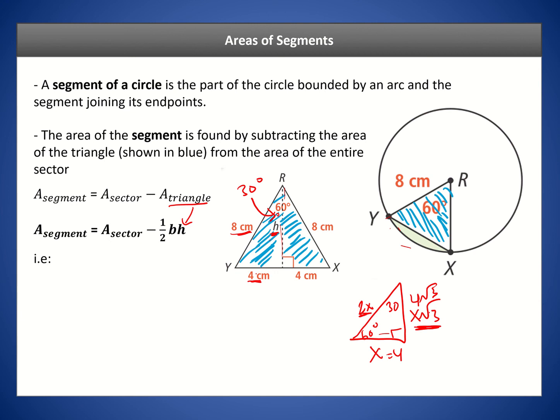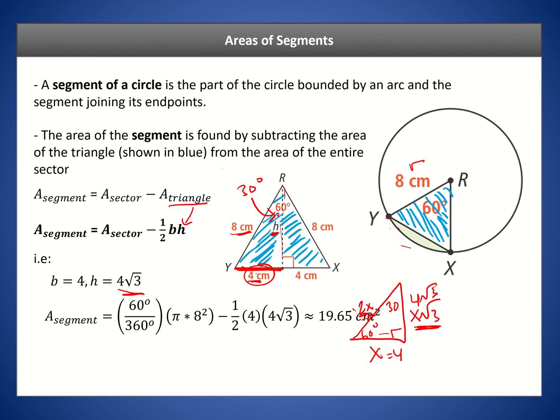So the height is 4 square root of 3, and the base is 4. And we know it's 4 because it's always going to be half of the hypotenuse, and we know that the radius is the hypotenuse here, right? So that's how we knew that was 4. So the base is 4, and the height is 4 square root of 3.